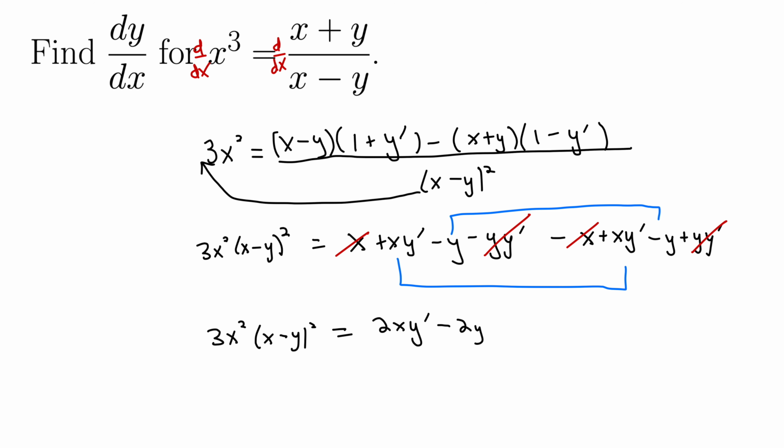Okay, and finally, let's just wrap this up all in one step. I'll add this 2y to both sides and then divide by this 2x to solve for y prime. This gives us 3x squared times (x minus y) quantity squared, plus 2y, all over 2x, that's equal to y prime.